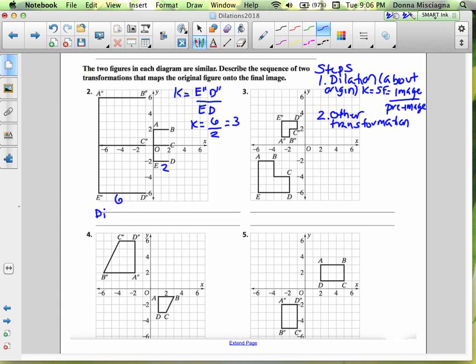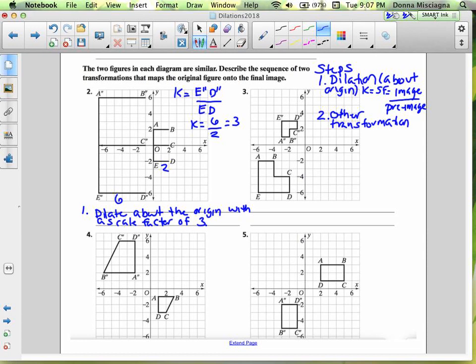Right? So that's the first part. Dilate about, so that's our first transformation, dilate about the origin with a scale factor of 3. Right? So then we got to figure out the other part. Right? So to figure out the other part, let's dilate. Right? So we're going to write down the points for A, B, C, D, and E, and then dilate. Right? So it's not necessarily going to end up in the same location as the image, but it's going to be the same size, and then we can figure out what else to do.